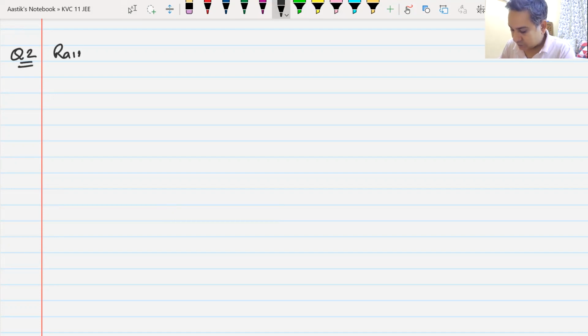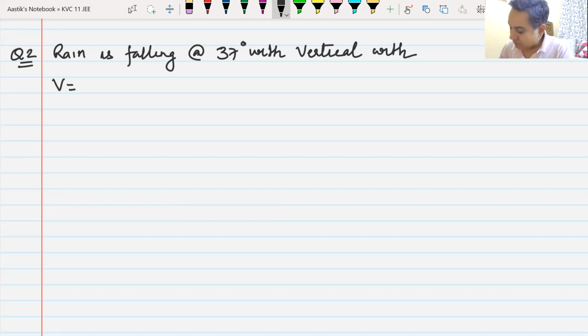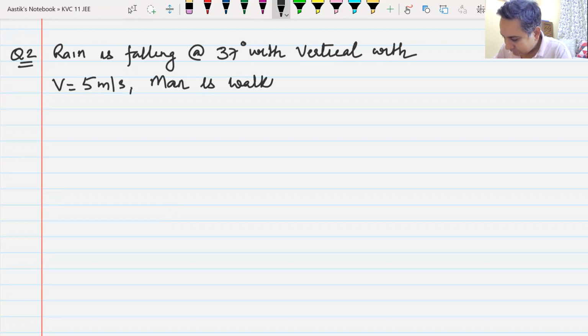Rain is falling at an angle of 37° with vertical with a velocity 5 meter per second. A man is walking with a velocity 3 meters per second.